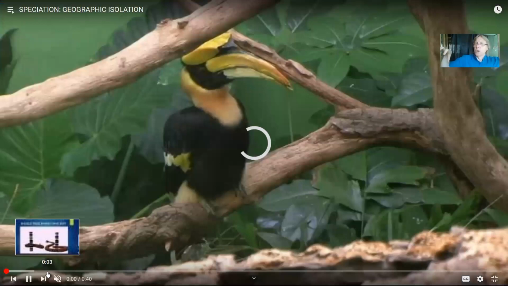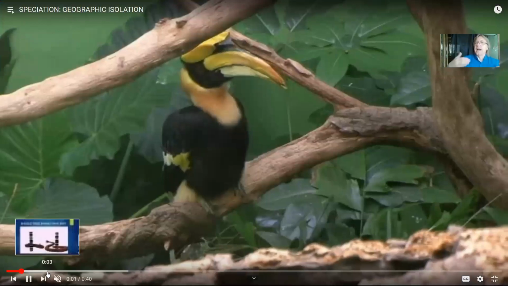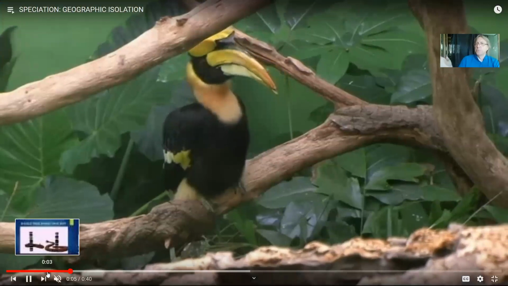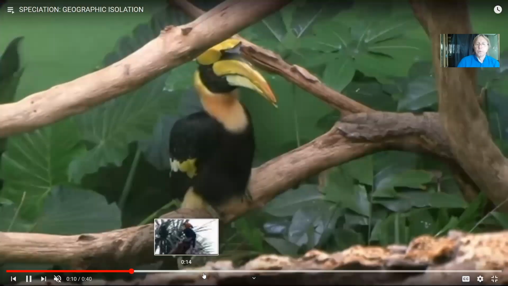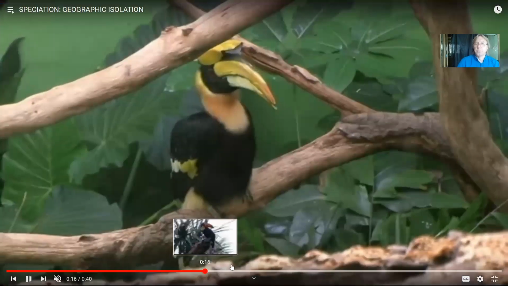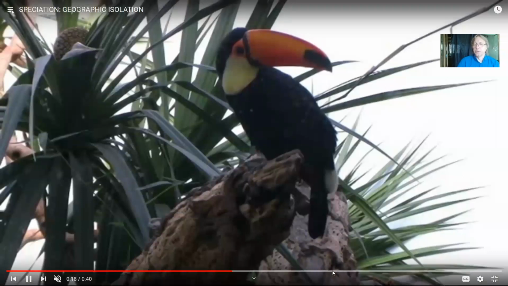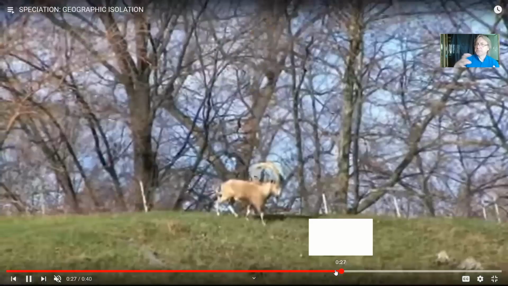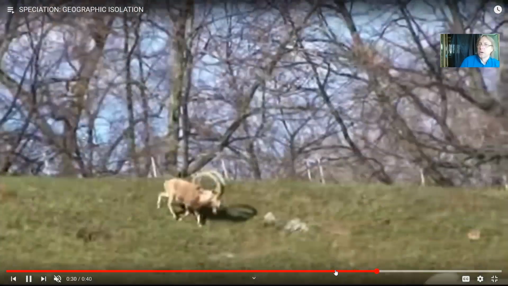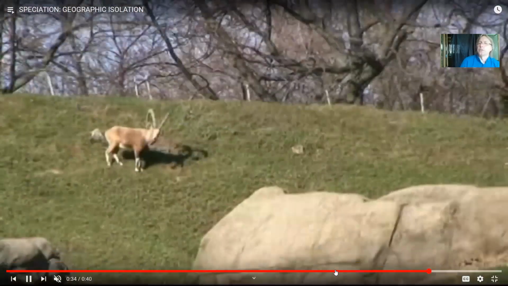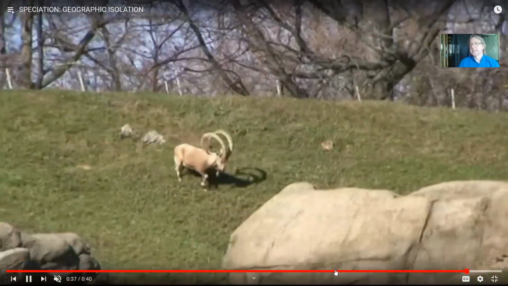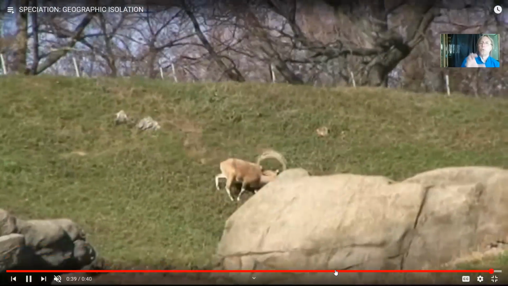Now, we see that if these two populations were isolated from each other, that favors this accumulation of genetic differences. So you could have, that was an African hornbill. Here we have South American toucans. Very often you find species living in one part of the world. All right, so why are there different cats in South America than in Africa? Why are there different birds in North America than South America? Why is there a different animal on this island than other islands?